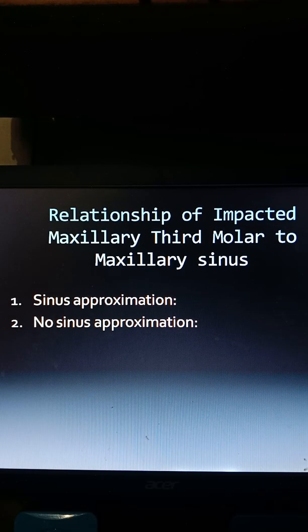Relationship of impacted maxillary third molar to the maxillary sinus. First, we have sinus approximation, where there is no bone or a thin portion of bone between the impacted maxillary third molar and the maxillary sinus. Then, the second one, no sinus approximation, where there is 2 millimeters or more of bone between the impacted maxillary third molar and the maxillary sinus.